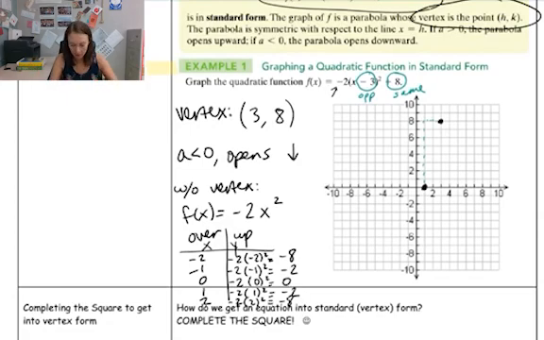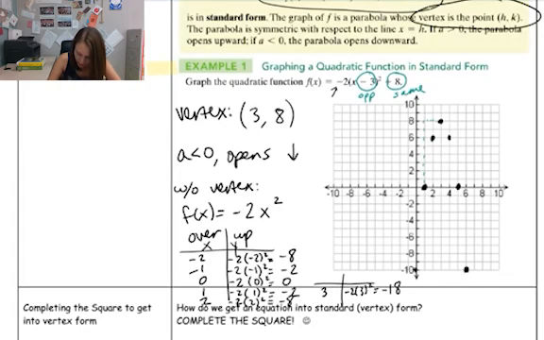And then I'm going to do the rest kind of quickly. If I go over negative 1, I'm going to go down 2. Over from the vertex, positive 1, down 2, and positive 2, down 8. Now I can keep going if I want more points. I might be able to fit them. Actually, I think I can fit them if I go over 3. Negative 2 times 3 squared is 9 times negative 2, which is negative 18. So I can just barely fit that on my graph.